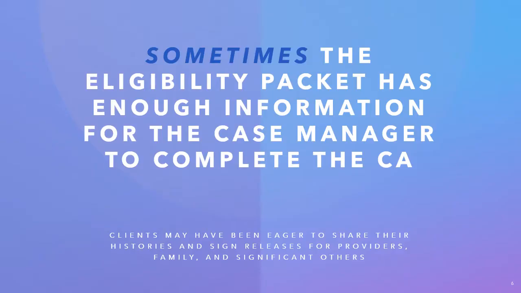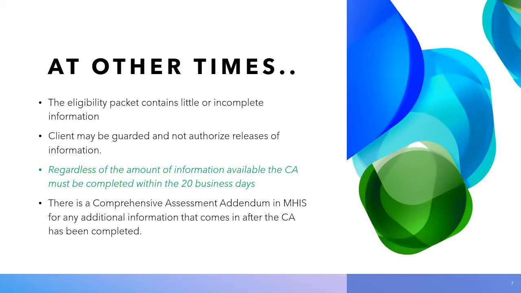There will be times when a case manager has sufficient records in the eligibility file to complete the initial comprehensive assessment. The client, in this case, may be a good historian and eager to share information, including signing releases, so the case manager can speak with their providers, family, and significant others. There will be other times when there is very little information in the eligibility file, and a client may be guarded about sharing information with you, including not authorizing you to speak with providers, family, and significant others.